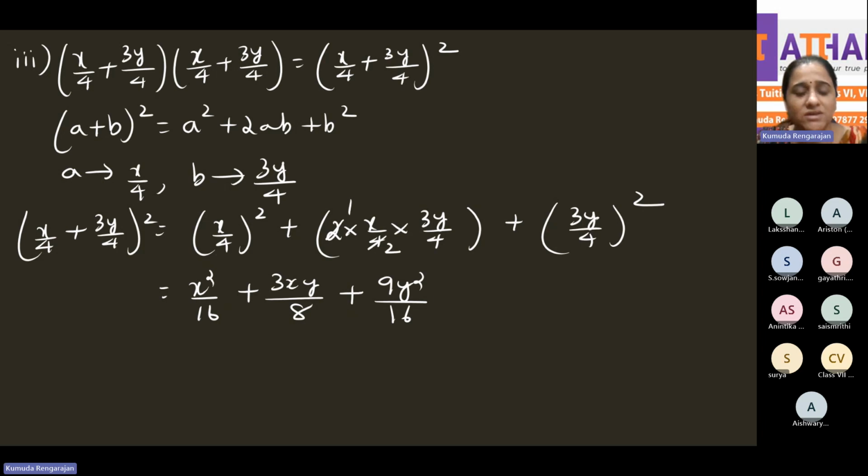You don't have to take the LCM and all that. Just leave it like this. Yes or no?